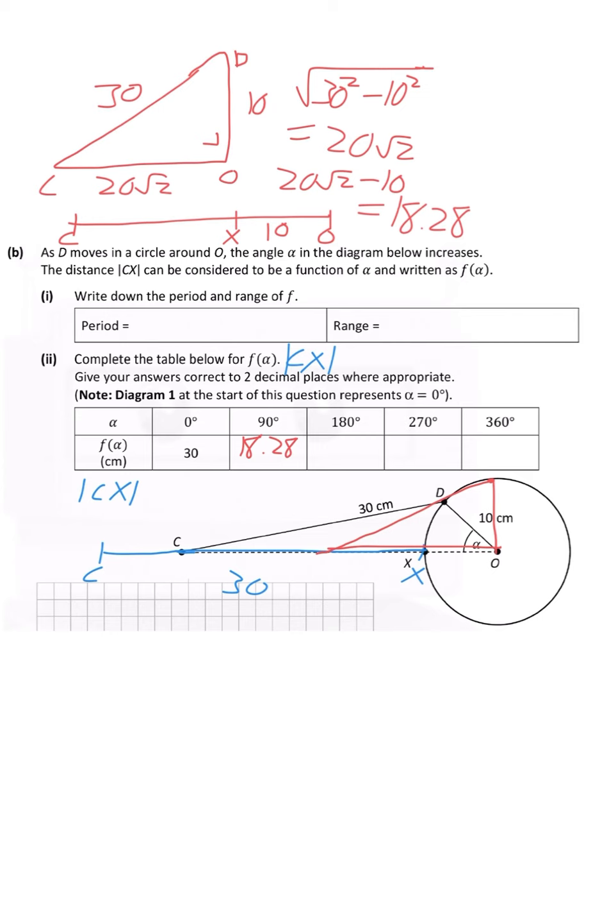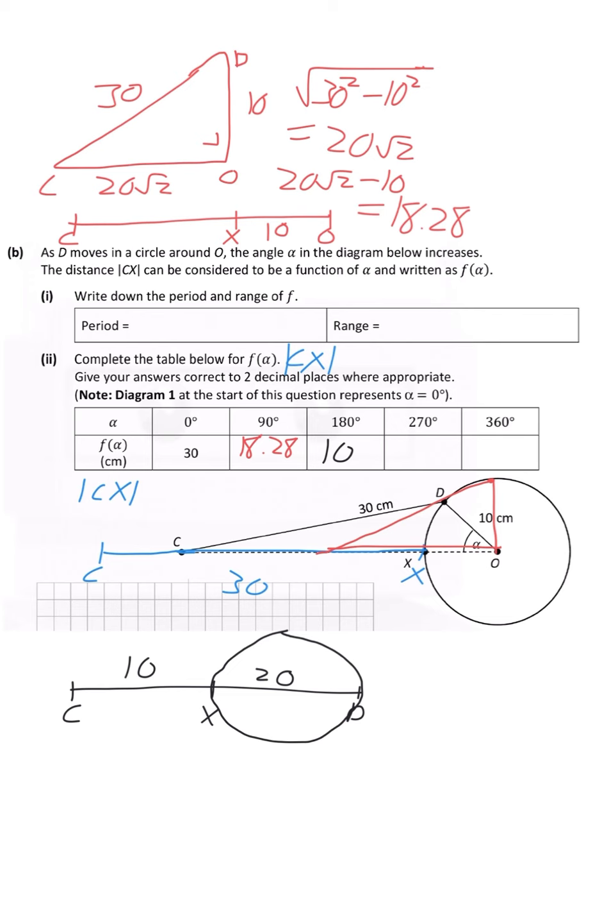Now, the next one we need to find is CX when the angle is 180 degrees. So for our point C is here, and if the angle is 180 degrees, D is here, X will be here, and here we have the circle. Now the radius of the circle is 10, so that means the diameter is 20, and from C to D is 30, so that means that this has to be 10. Because again, from C to D is 30, I'm taking 20 away as my diameter, so CX is going to be 10 centimeters.